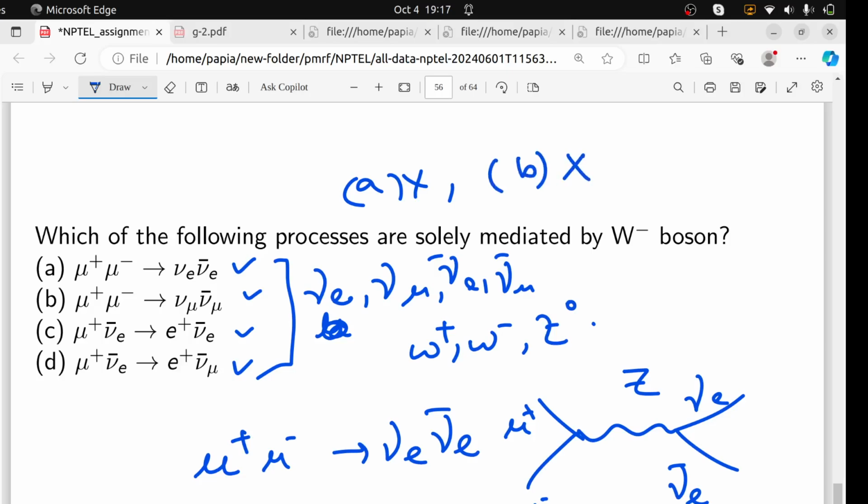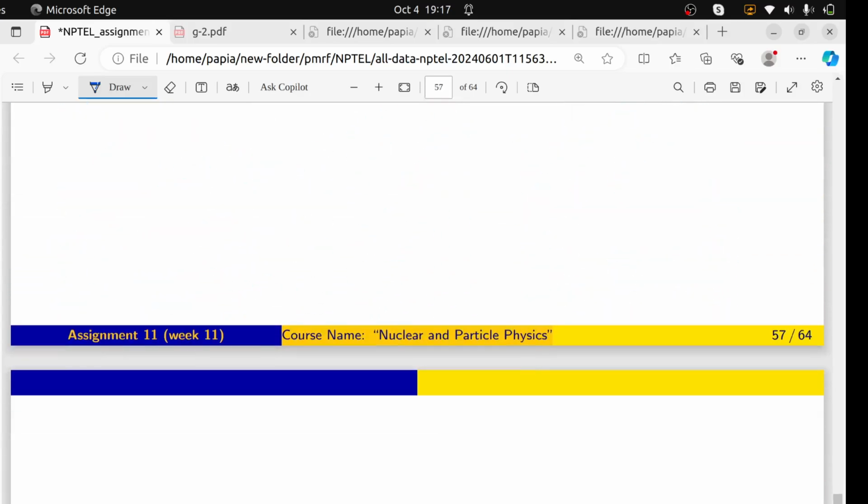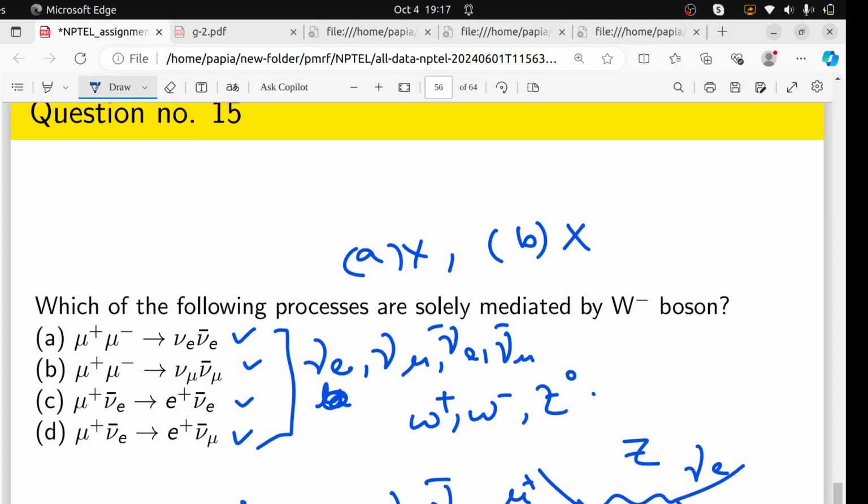C, μ+ ν̄_μ → e+ ν̄_e. We have already checked, just before some time, that L_e is not conserved here. So obviously ΔL_e is not equal to 0. So it is not going to happen.